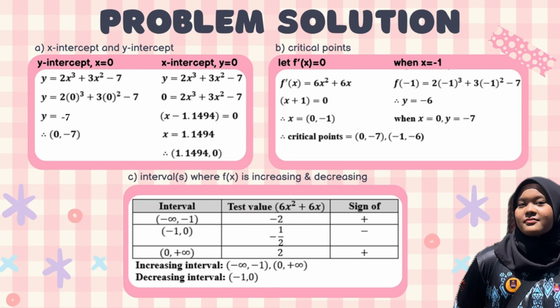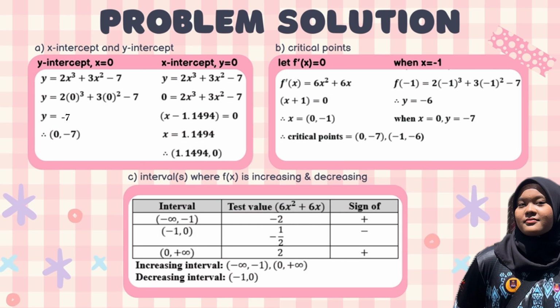First of all, we're going to find the x-intercept and y-intercept. To find the y-intercept, as we know, the x is 0. So we just substitute 0 into the function. For the y-intercept, we got that when x is equal to 0, then y is equal to negative 7. To find the x-intercept, we just let y be equal to 0. So when we calculate, we got that x is equal to 1.1494.